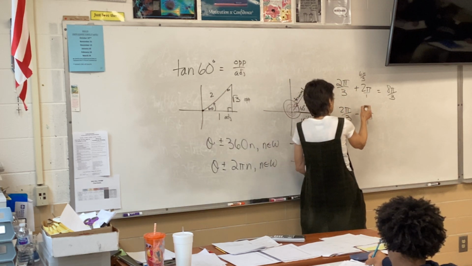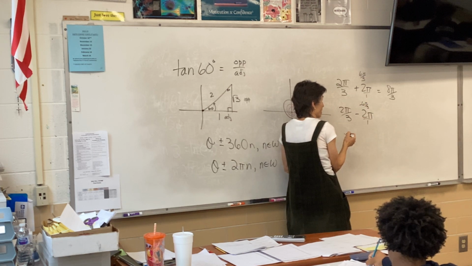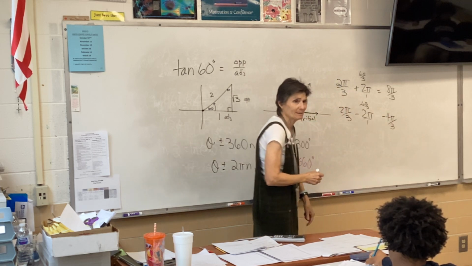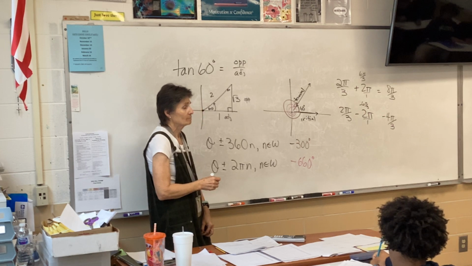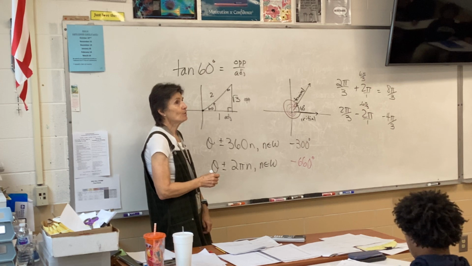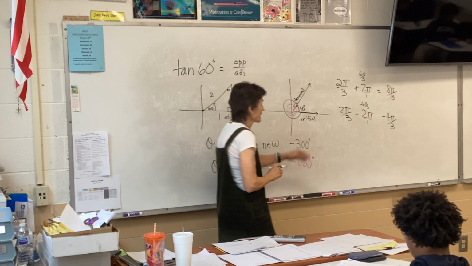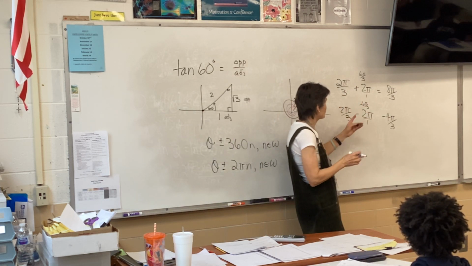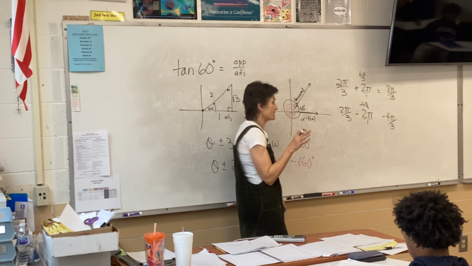What's my negative? Negative 4 pi over 3. Don't make it hard, kids. It's simple. You're adding 2 pi or subtracting 2 pi. Now, you do have to be careful in one situation, because I kind of led you to believe that to get positives, you add a revolution, and to get negatives, you subtract a revolution. Think about this for a second.